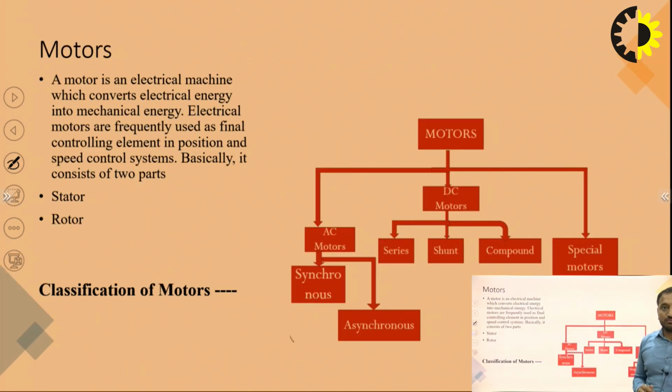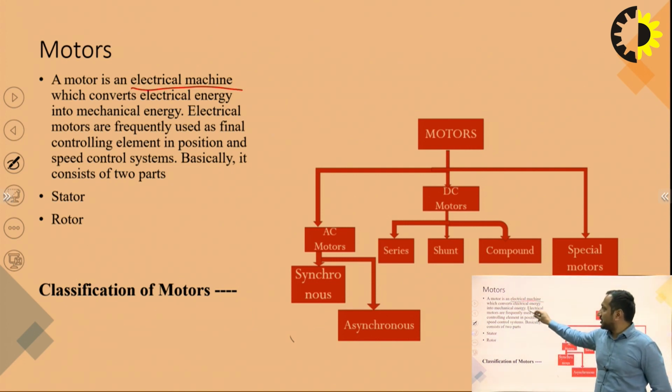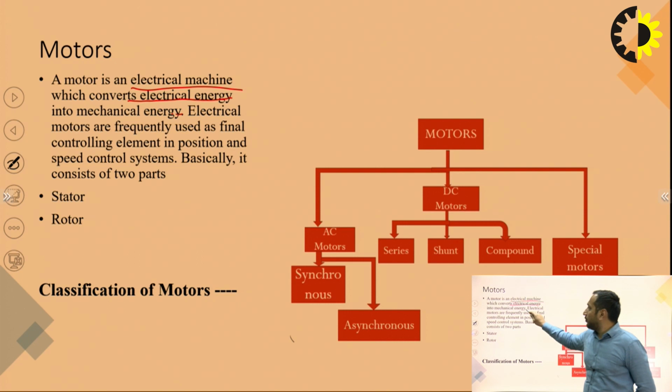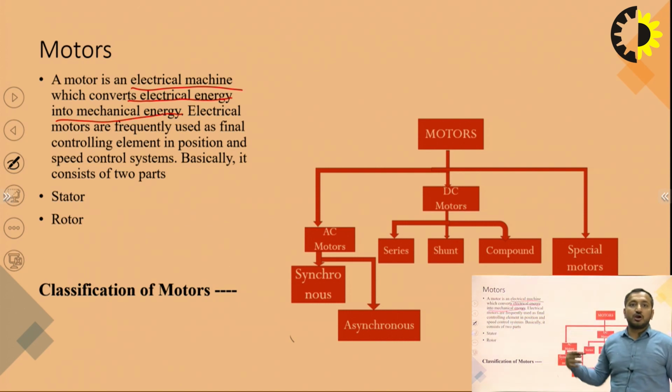Now let us come to the topic of motors. Till now we have studied the switches. Now let us study motors. What are the types of motor? And we will be studying about DC motor. Now a motor is an electrical machine which converts electrical energy into mechanical energy. So this is the purpose of a motor.